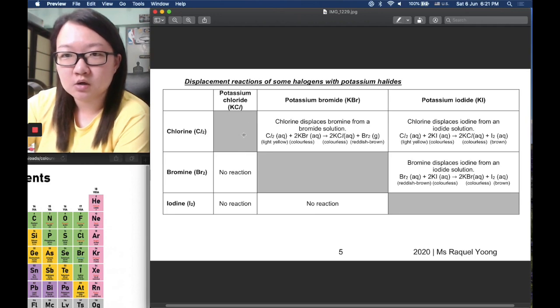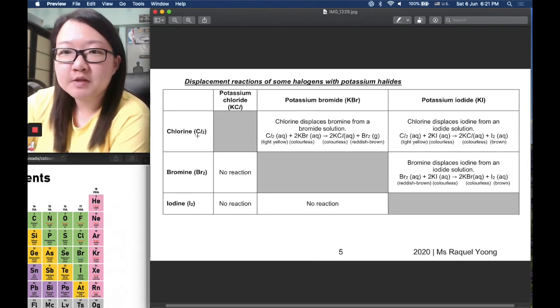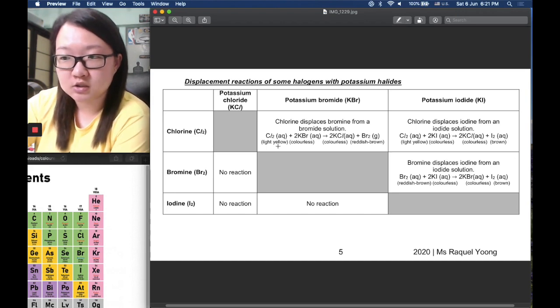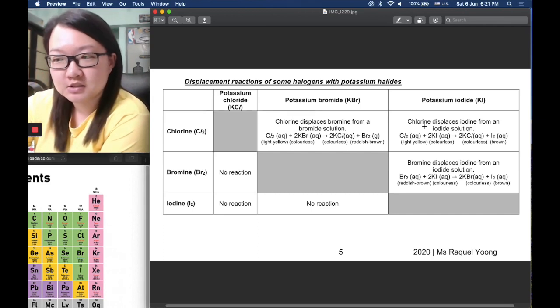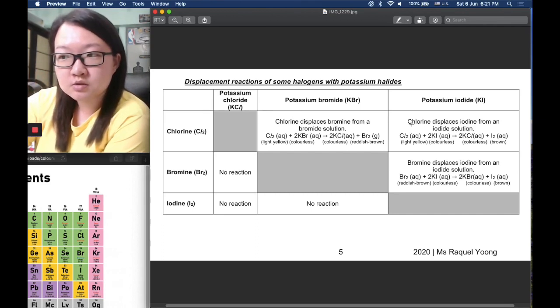There's nothing going on, no reaction. Or rather, there's nothing to talk about, right? Why would you even do such a reaction in the first place? So there's nothing here. Then chlorine with a bromide solution: the observation will be that your chlorine will displace bromine from the bromide solution. So this is the chemical reaction with the accompanying observation in terms of color. Then for iodide, chlorine added into iodide solution, similarly, your chlorine, because obviously it is the more reactive out of the two, will again displace your iodine from the iodide solution.